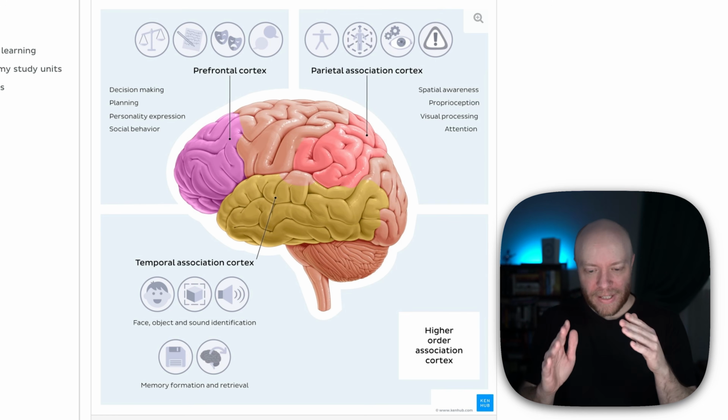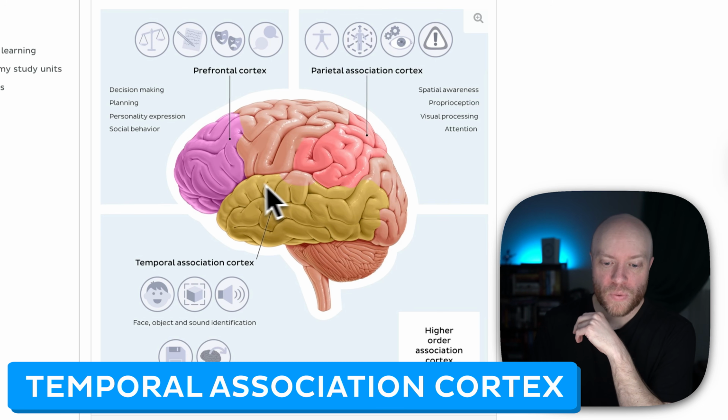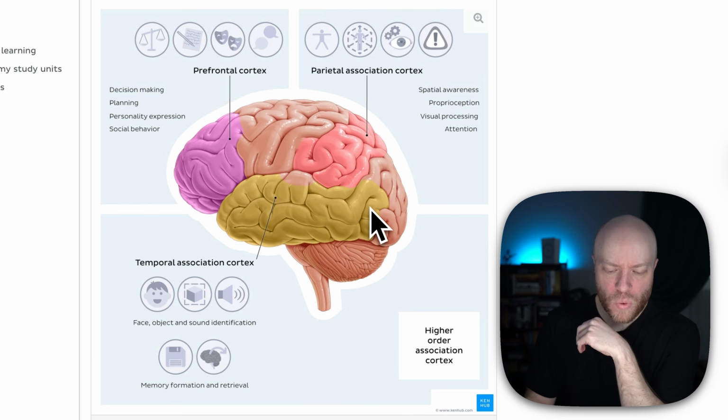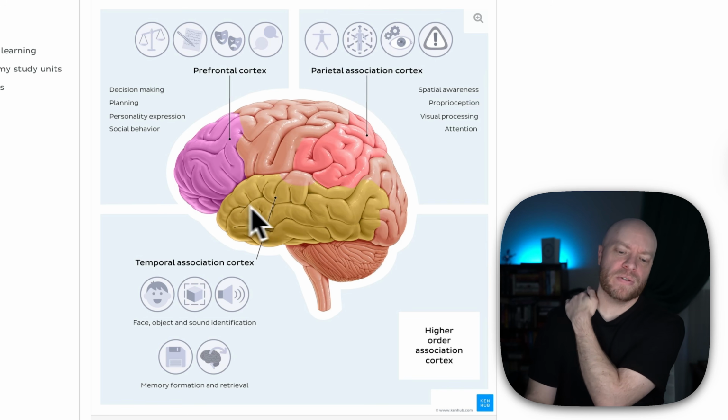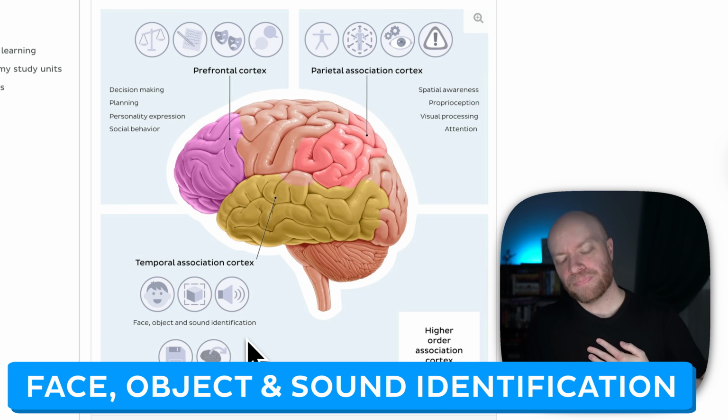Really, really fascinating. And then we're going to jump down to the temporal association cortex. This is actually bleeding into the occipital lobe and occipital cortex. But this one is really, really interesting because this is where you get face, object, and sound identification.